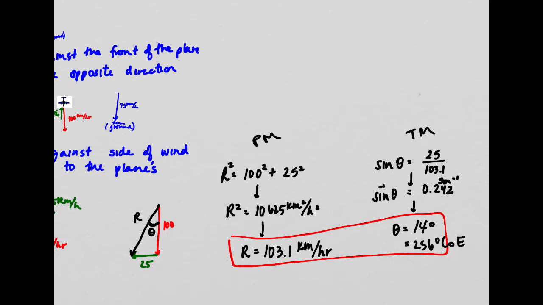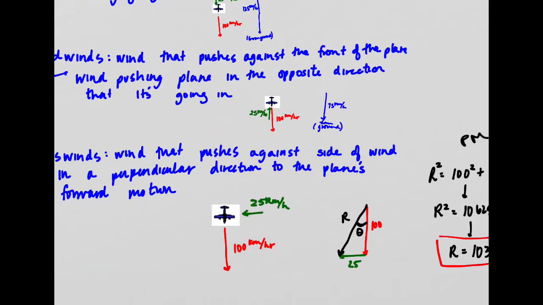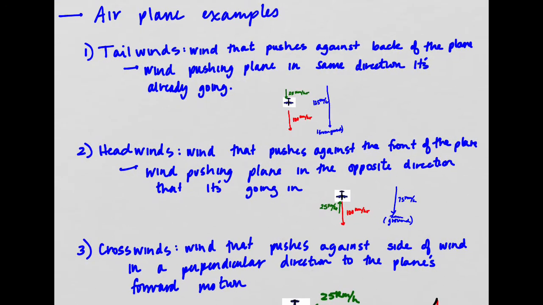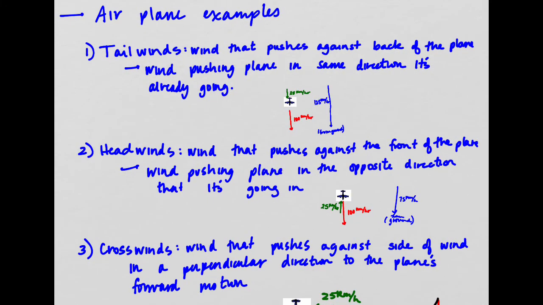Or you could say, relative to the ground, the plane is traveling at 103.1 kilometers per hour in a 256-degree counterclockwise of east direction. So either of those would be acceptable. Okay, so this is the airplane example, and this exact same thing can be applied to the boat examples. So now we're going to look at boat. It was technically riverboat. Riverboat examples.